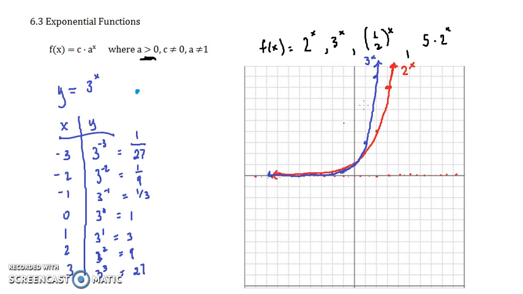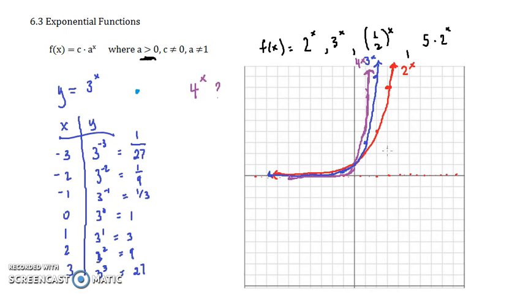Okay, so based on this, can we predict what 4 to the x might look like? Well, we can see when we did 3 to the x, on the negative side the numbers get smaller faster, and on the positive side they get bigger faster. So the same pattern should continue with 4 to the x. The smaller numbers get smaller. Let's see if I can cram this in here. The bigger numbers get bigger, and 4 to the x is going to look something like that.